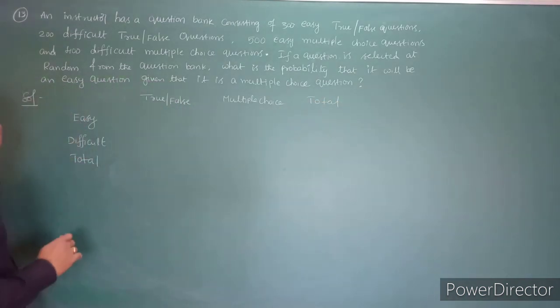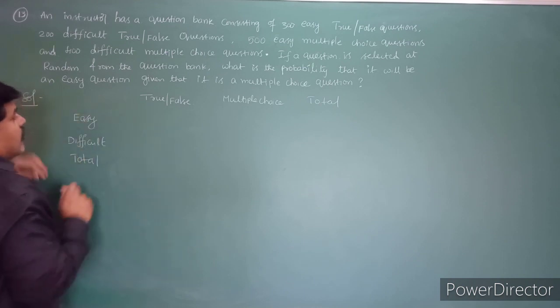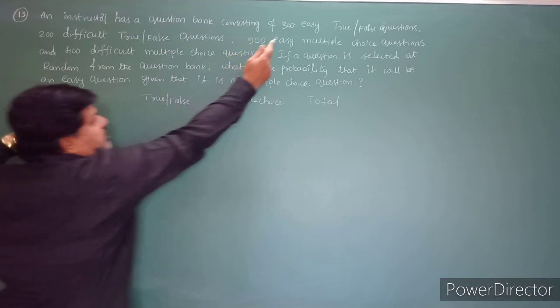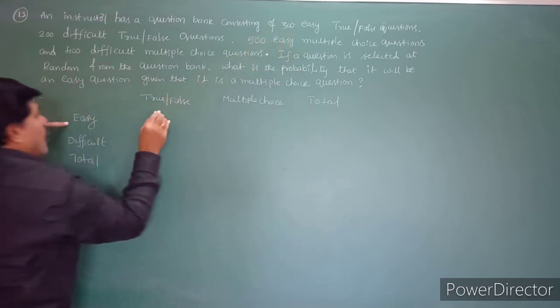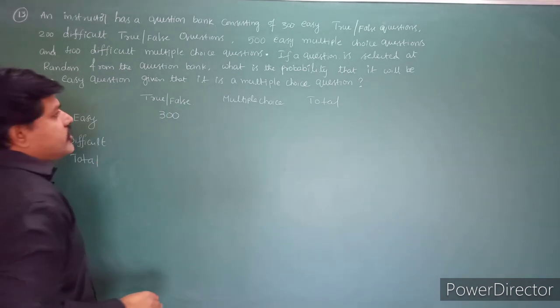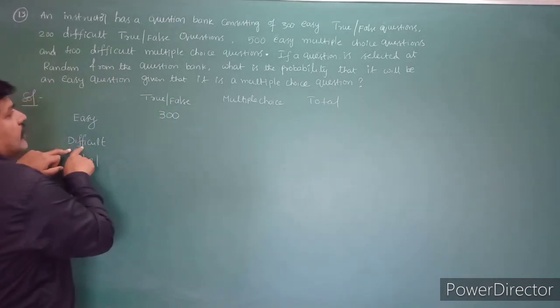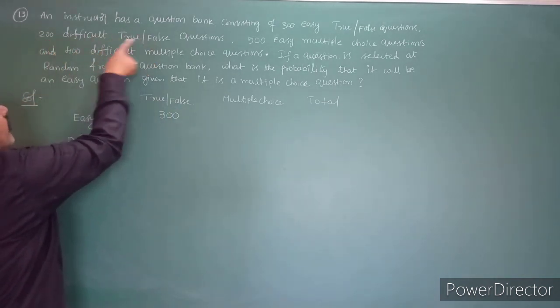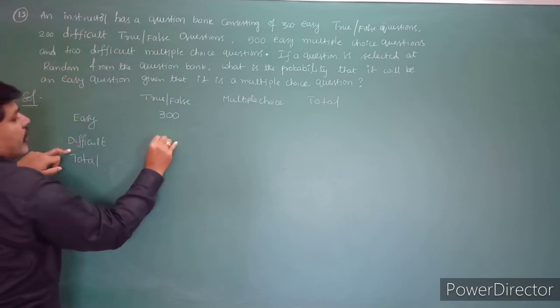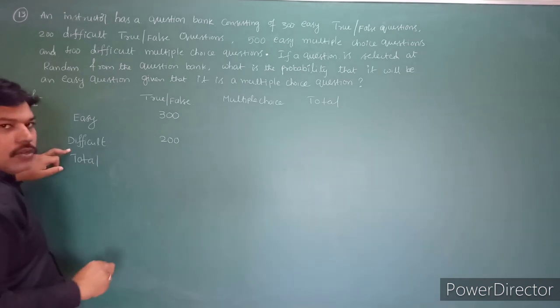So how to separate this one here? First, easy true or false type questions. How many questions are there, students? It is 300 questions. Next, difficult true or false type questions. It is 200.